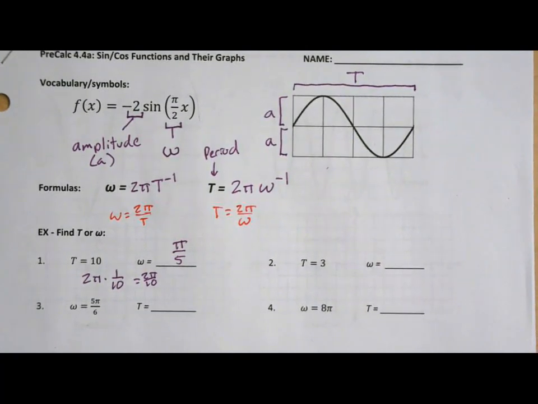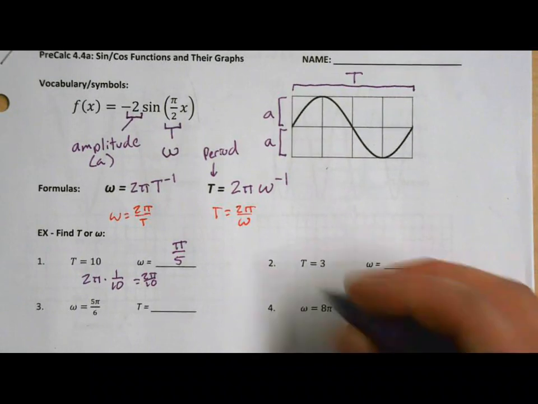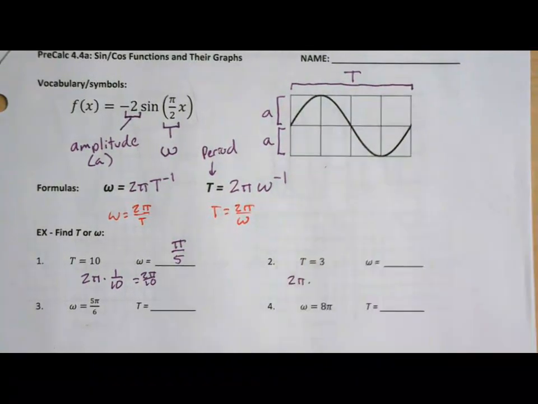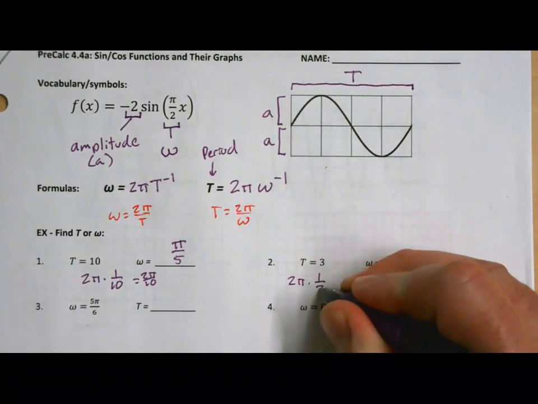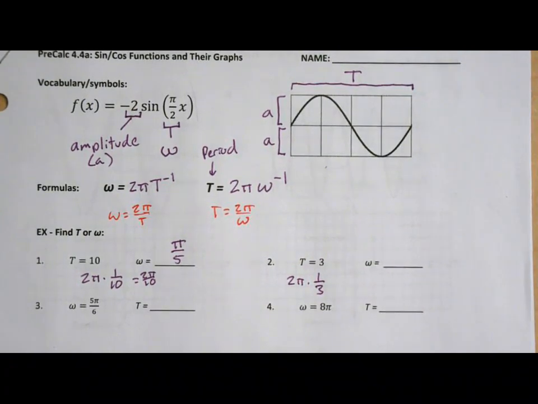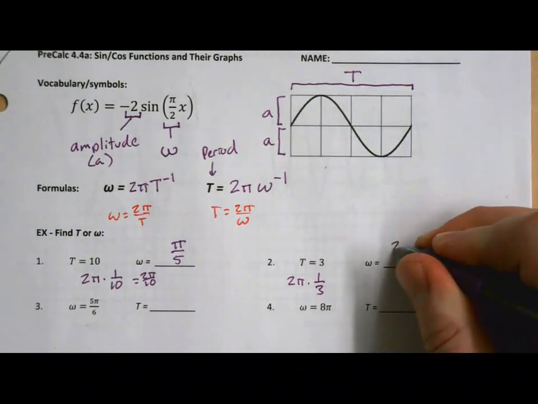If our period is 3, let's do the same thing. So 2 pi times the reciprocal of 3, 2 pi times 1 over 3, that's 2 pi over 3.